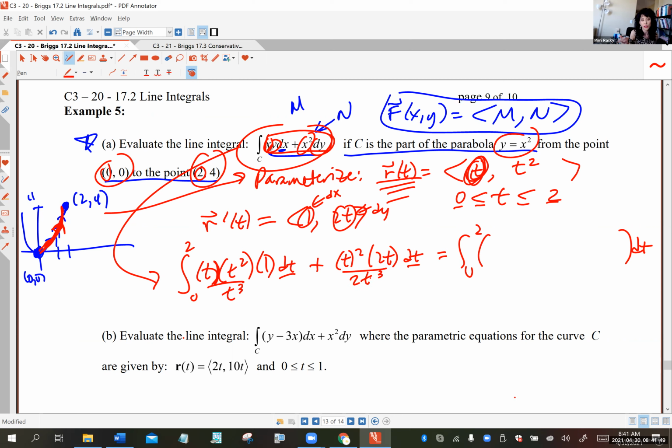Okay, those are like terms. How about if we combine them? t cubed plus 2t cubed is 3t cubed. Oh, this is super easy to integrate. Nice. So let's see, my antiderivative will be 3/4 t to the 4th, and I'm going to evaluate between the points 0 and 2. And so I'm going to end up with, what the heck, 3 times 16 over 4. And I think that reduces to 12. And I'm done.